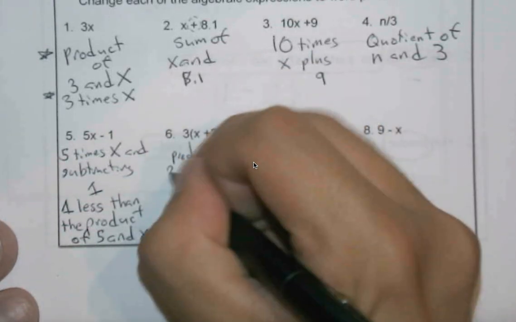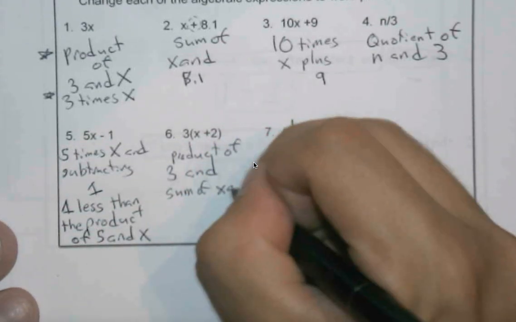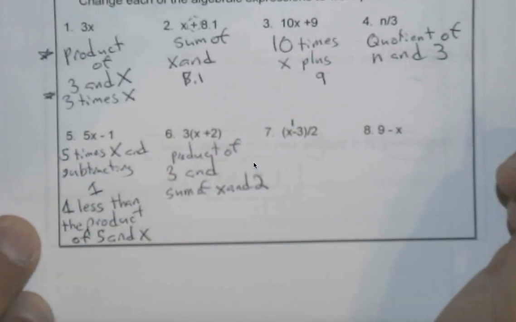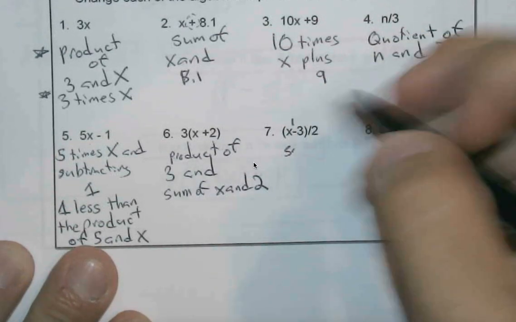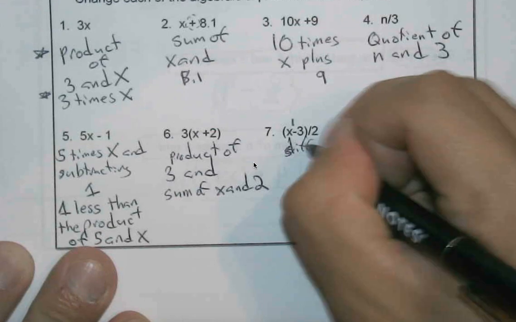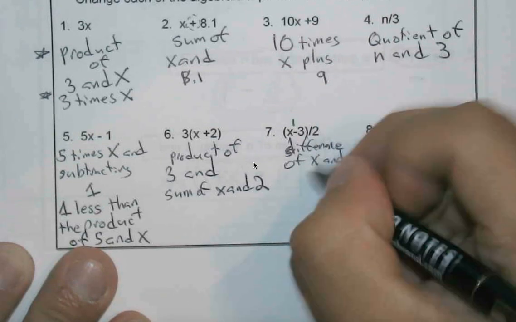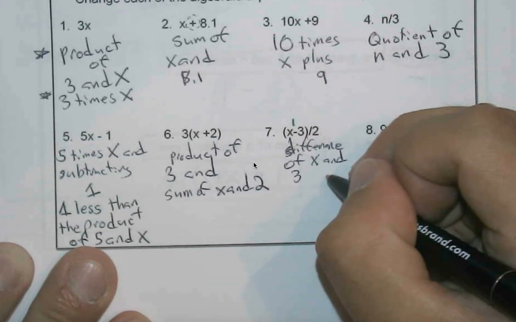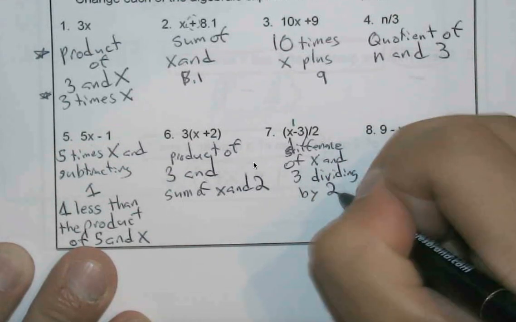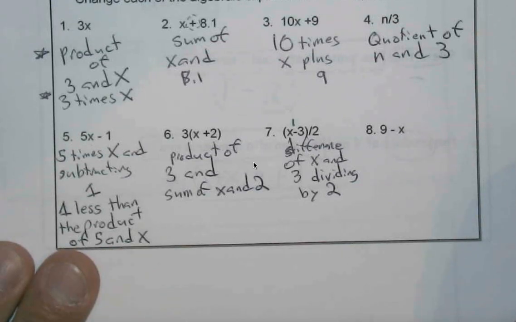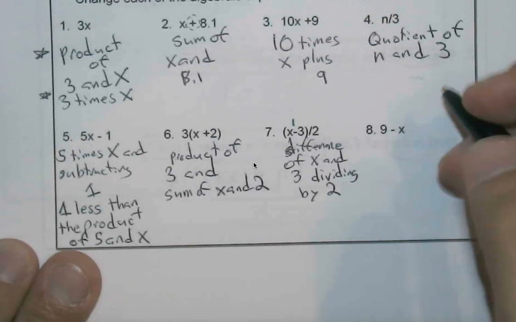You could say here this is the product of 3 and the sum of x and 2. Quotient here. So the quotient, or sorry, let's go with difference of x and 3 dividing by 2. Here we can do x less than 9.